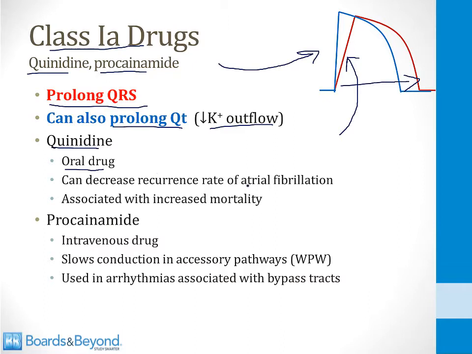It can decrease the recurrence rate of atrial fibrillation. It's been associated with increased mortality, and we now have better drugs than quinidine, so it's not used much in the modern era. Procainamide used to be available as an oral drug, but now it's only used as an intravenous drug. Its main use is that it slows conduction in accessory pathways in patients with the Wolff-Parkinson-White syndrome, so it can be used in arrhythmias associated with bypass tracts in the WPW syndrome.